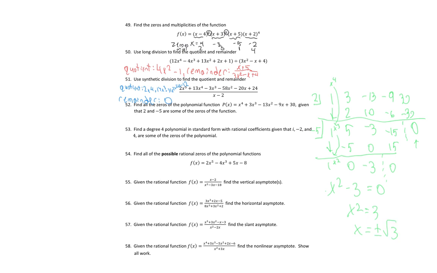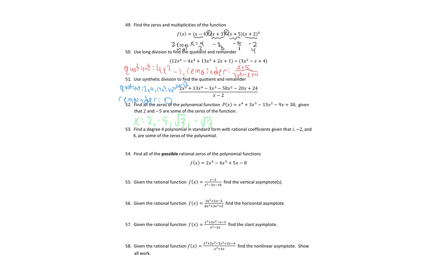So what were our zeros? Well, our zeros were x equals 2, minus 5, the positive square root of 3, and the negative square root of 3. And those are all of them.